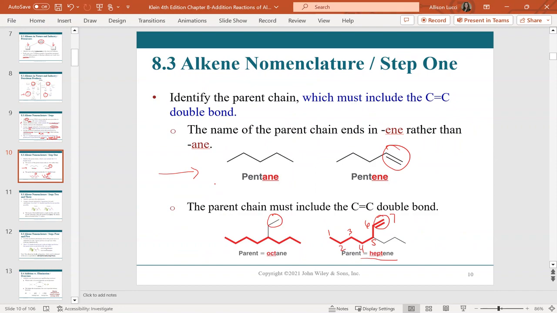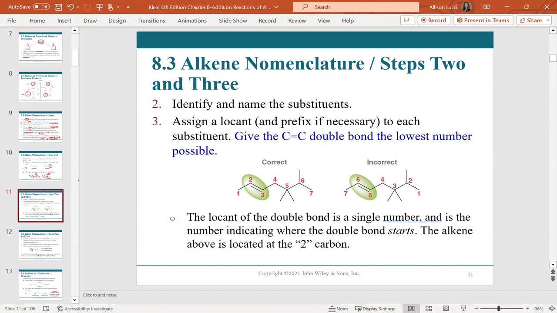Whereas in this example here, we have almost the same molecule, but the longest chain, the parent chain, does not need to include the double bond, so we actually have an octane here. So again, make sure when you're choosing your parent that you choose the longest chain that has the carbon-carbon double bond. So in this case here, we want to make sure that our lowest number is given to the double bond location.